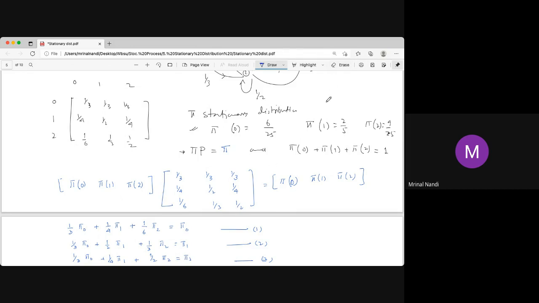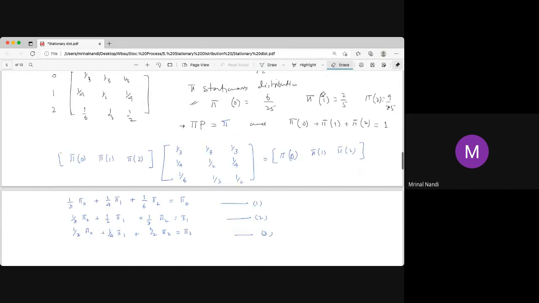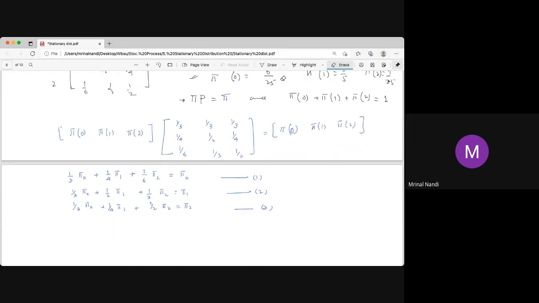So you have to solve this. Now question: this is a system of linear equations with 3 variables and 3 equations. Does this distribution solution exist? Is it consistent, or is it unique, or is it infinite? Now, what is the solution?